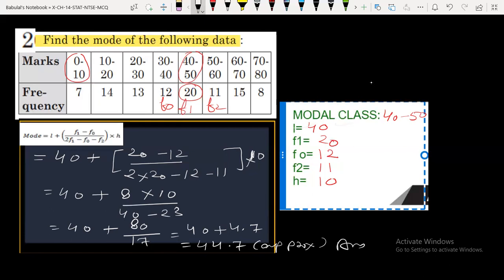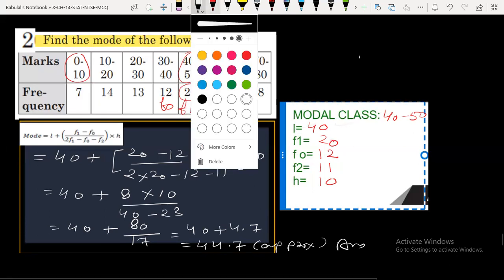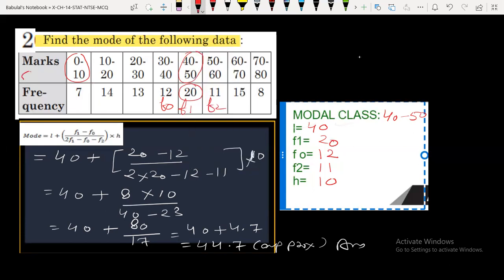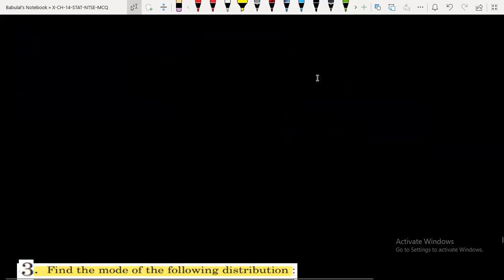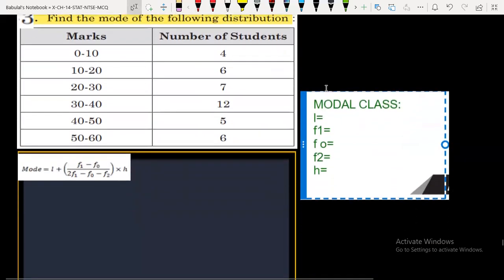सबसे पहले जब हम आपको मोड फाइंड आउट करना हो, आप मॉडल क्लास फाइंड आउट करिए. मॉडल क्लास के लिए आप देखिएगा कि हाईएस्ट फ्रीक्वेंसी कौन सी है. हाईएस्ट फ्रीक्वेंसी के कोरस्पॉन्डिंग क्लास को ही हम मॉडल क्लास कहते हैं. Here you can write modal class. Okay, I think you have got it. And now we move on to the next question. The next question is question number 3.